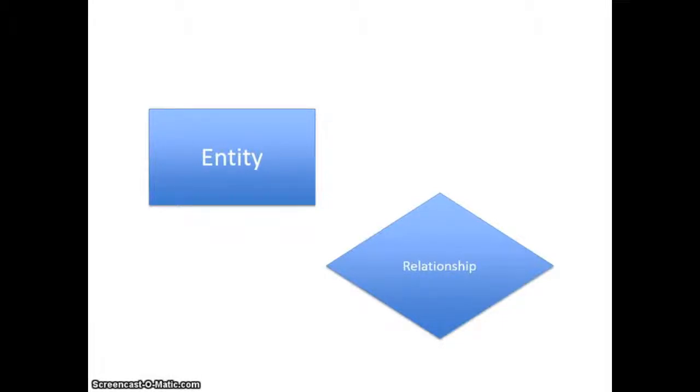In Visio, we will add attributes. Attributes are properties of an entity. A relationship is an association between two entities. A relationship is represented by a diamond.